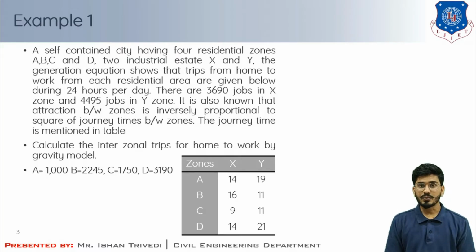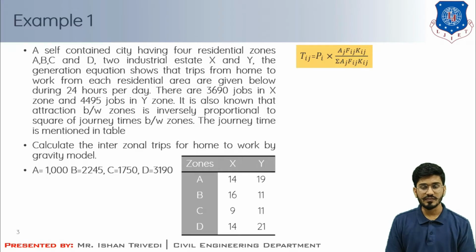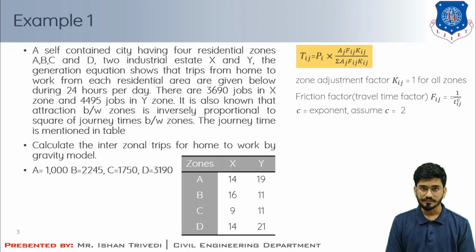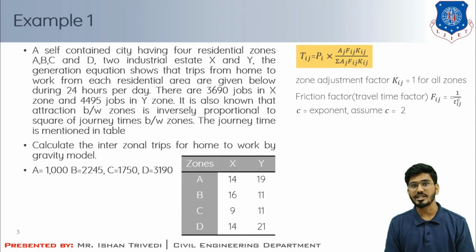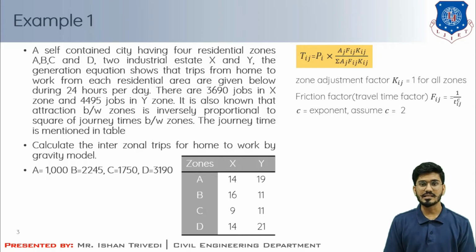Now, as we discussed, we have the general form of this equation, and the zone adjustment factor Kij is 1 for all the zones. Then we have the friction factor, that is the travel time factor, Fij equal to 1 upon Tij to the power c, where c is the exponent. At the initial stage I am going to assume c is equal to 2.